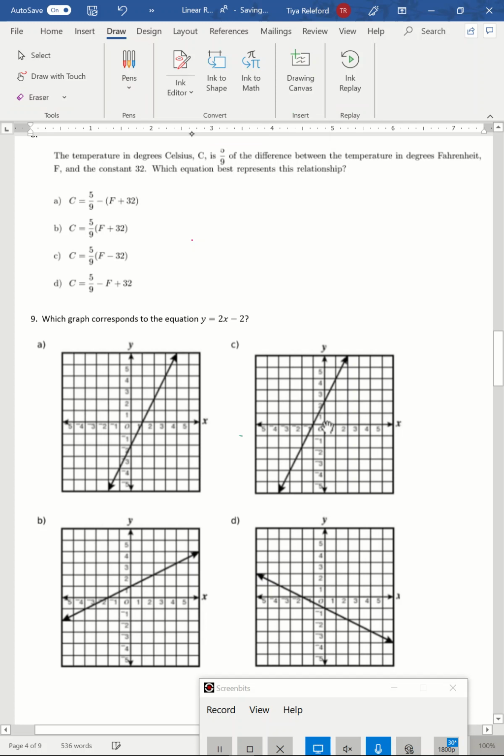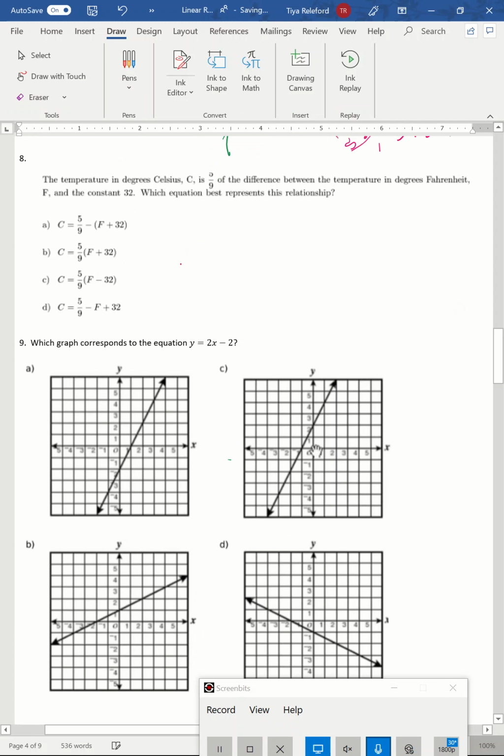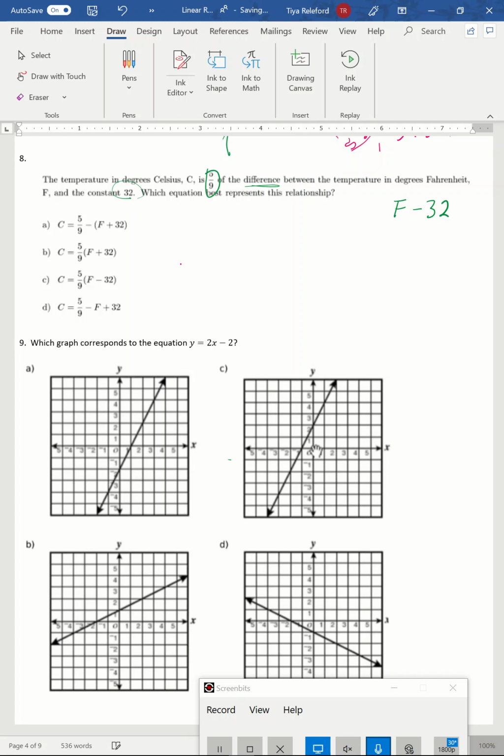The temperature in degrees Celsius is 5/9 of the difference between the temperature in degrees Fahrenheit and the constant 32. Which equation represents this relationship? Difference means to subtract. So we are subtracting Fahrenheit minus 32. Cross off anything that doesn't have that as part of the equation.